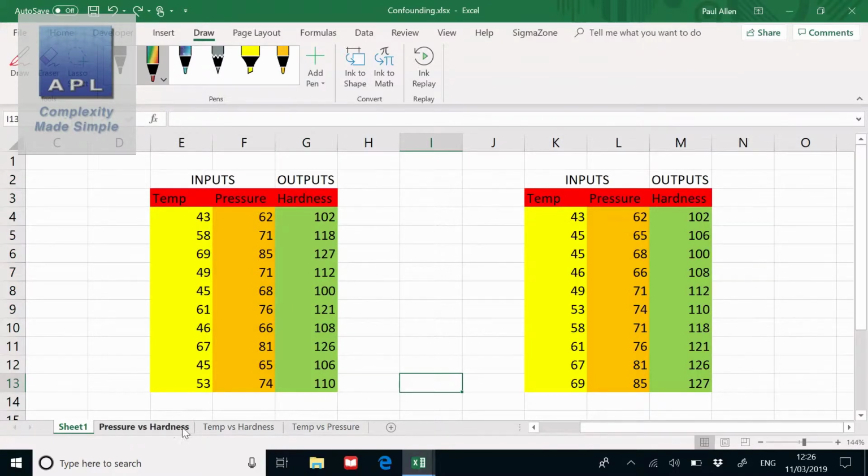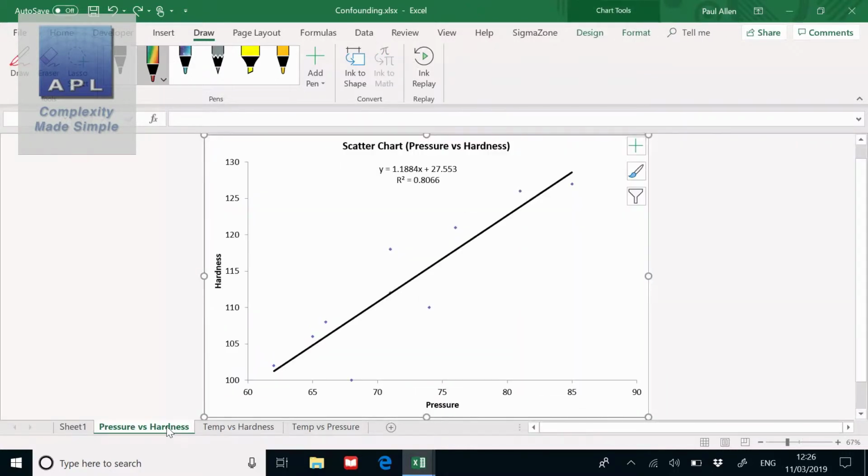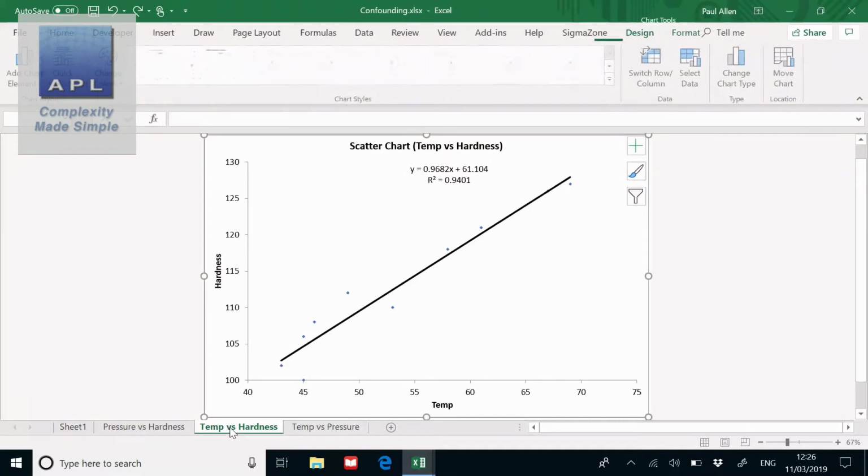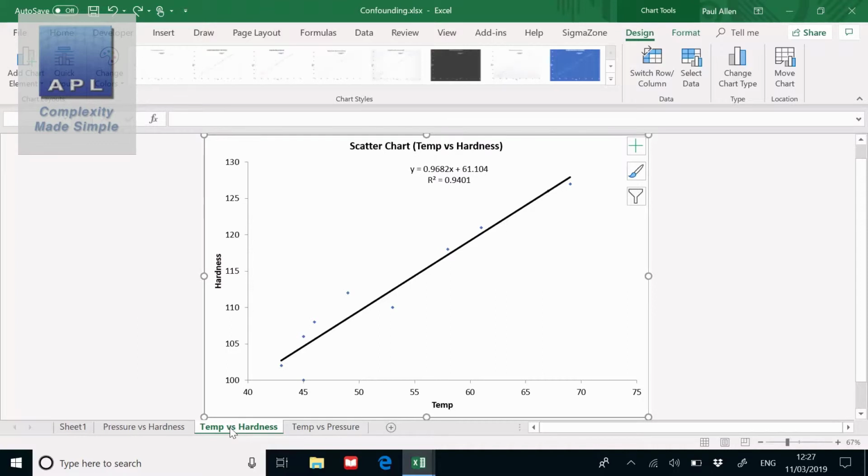So first of all, let's just do some basic regression. And here we've got pressure versus hardness. If you look at this scatter plot, I've got an R squared of 0.8. That's a really good R squared. That's telling me that 80% of the effect in the hardness is because of the change in the pressure. And I've got a nice prediction equation to go with it. But then if I do the same thing with temperature versus hardness, I've got an R squared now of 0.94, which is a really strong relationship between temperature and hardness.